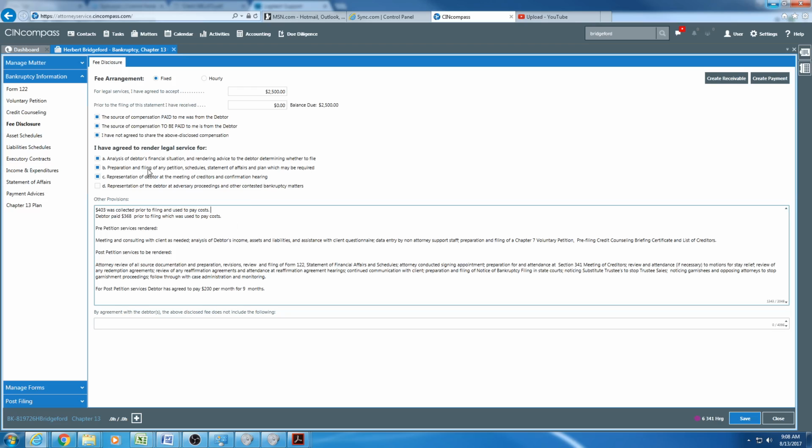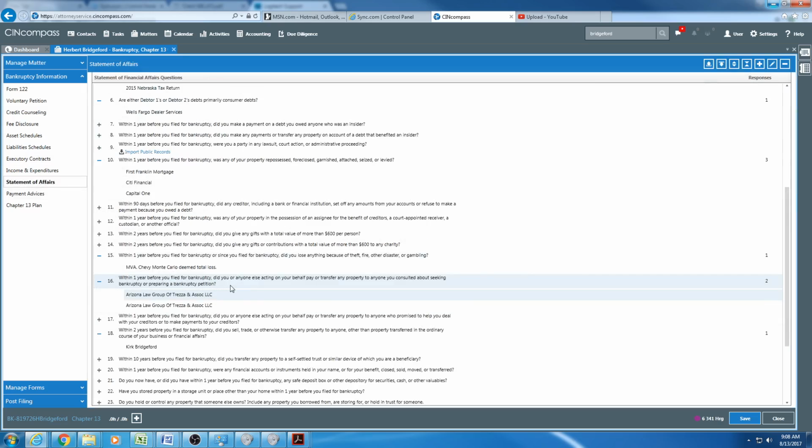Point of practice, when you're preparing your fee disclosure, at the same time, in my opinion, you should be preparing Statement of Financial Affairs number 16, because the fee disclosure and SOFA 16 have to mirror each other. That's a must, so you might as well prepare them at the same time.